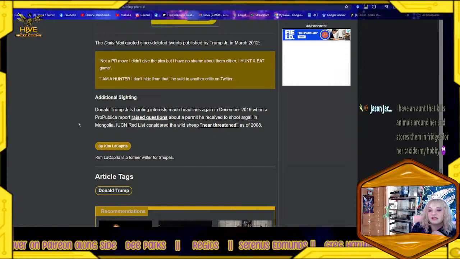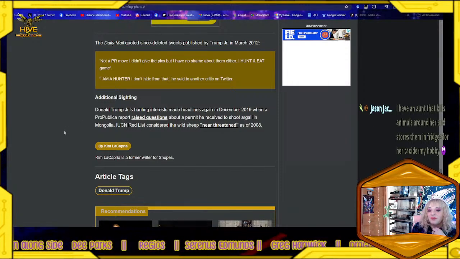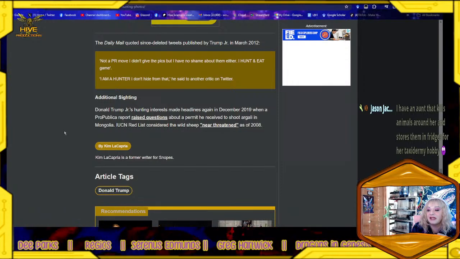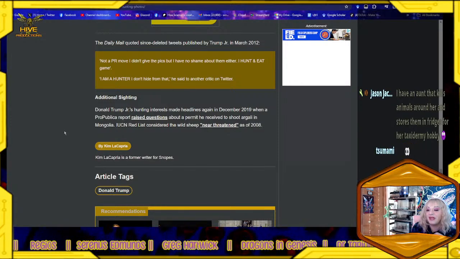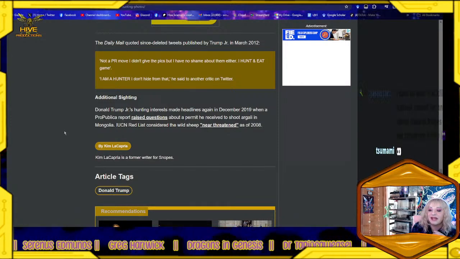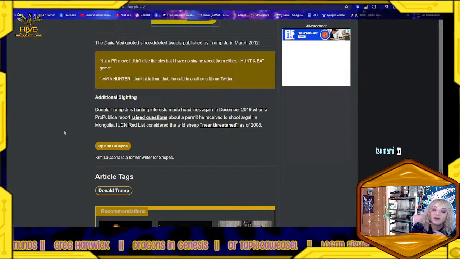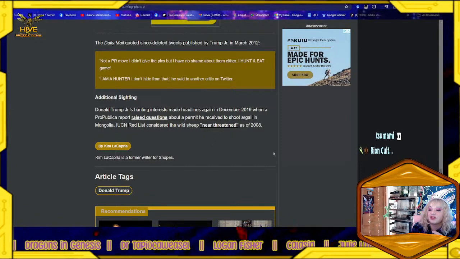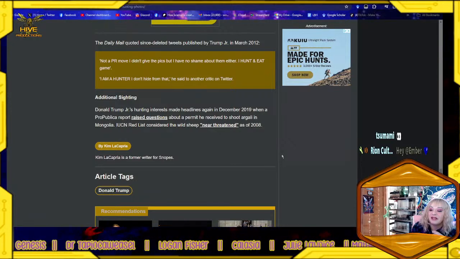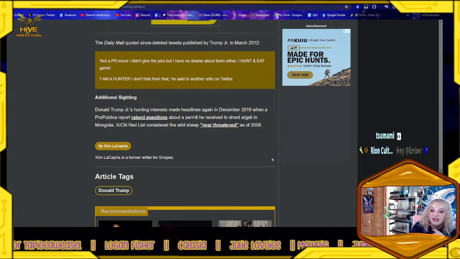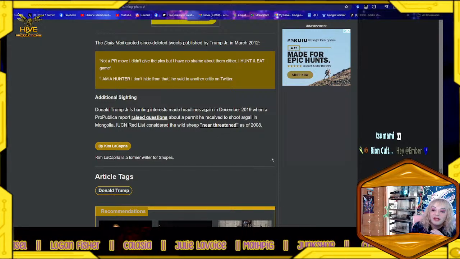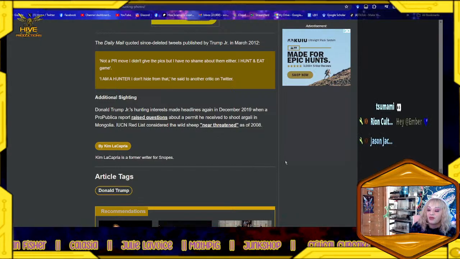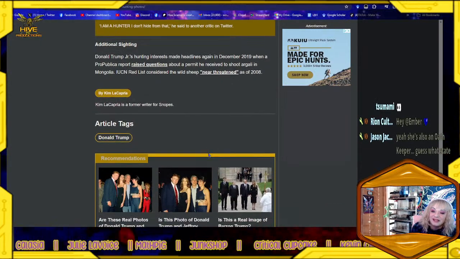Additional sightings: Donald Trump Jr.'s hunting interest made headlines in December 2019 when ProPublica reports raised questions about a permit he received to shoot argali in Mongolia. The IUCN Red List considers the wild sheep near threatened as of 2008.